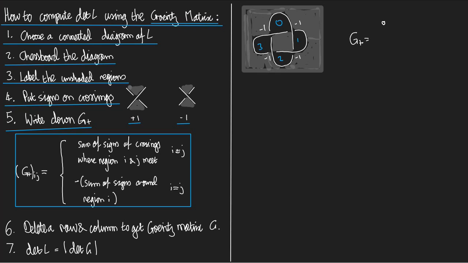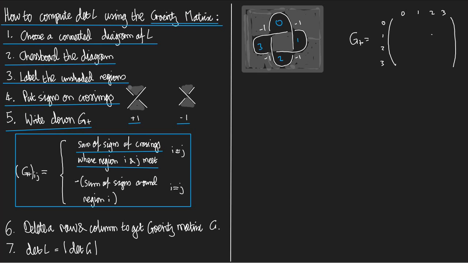It's going to have rows labeled 0, 1, 2, 3, the same as the regions, and columns labeled 0, 1, 2, 3, the same as the regions. And then what do I put, for example, in entry 1, 2, 1 down and 2 across? Well, 1 is not equal to 2, so I'm in the first case. This is the recipe for G plus ij, where i is not equal to j. So I take the sum of the signs of the crossings where regions i and j meet.